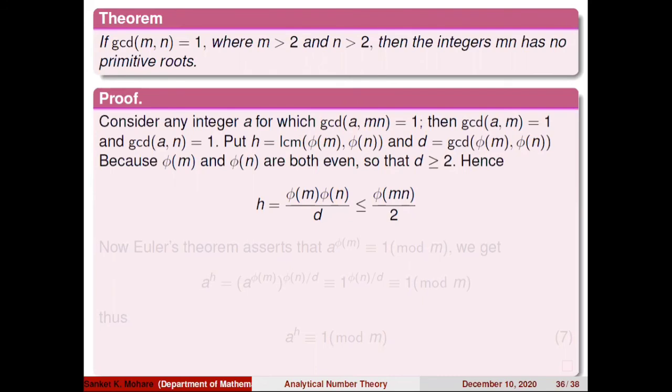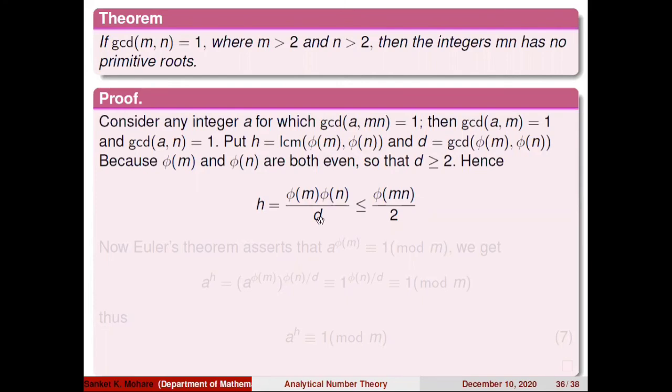The product of the two positive integers. So here H means LCM, D means GCD. So H into D is equal to what? Phi of m into phi of n. So therefore H is equal to what? From this, H is equal to phi of m into phi of n upon D, using that recall.